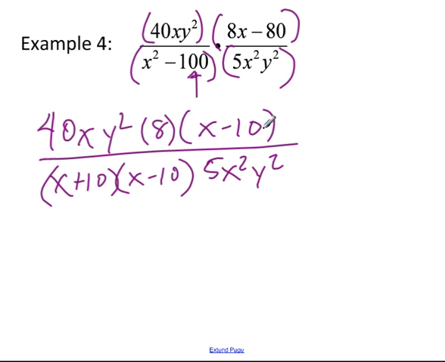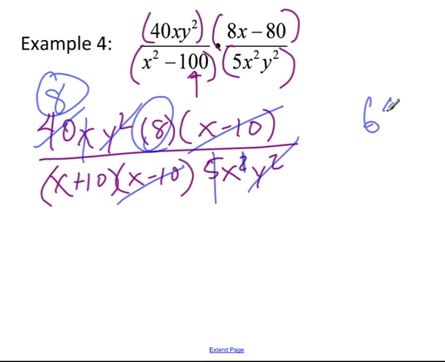So now we're going to go through and cancel as much as we possibly can. X minus 10 is on top and bottom. My x here will cancel with that. 5 definitely goes into 40 8 times. And a y squared and a y squared is going to go away. Goodness, what's left? 8 and 8 makes 64 on top. And my bottom, what do I got? I got this x here and my x plus 10 from here.